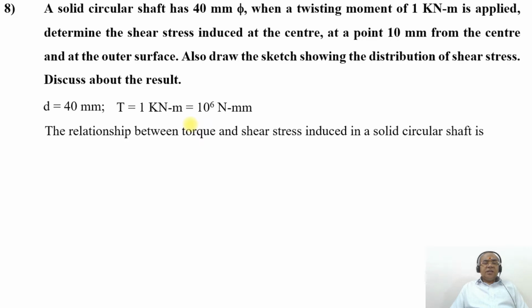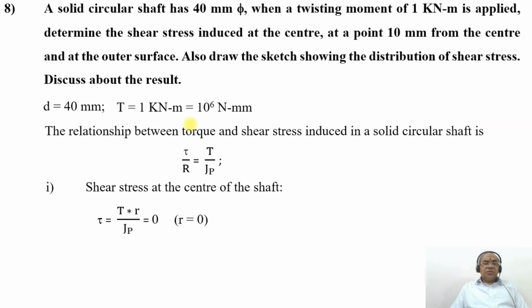So now the relationship between the torque and shear stress induced in the solid circular shaft is given by T by tau equal to Jp by R. So we need to find the shear stress at the center of the shaft first. When you are considering the center of the shaft, tau will be equal to T into R by Jp. So he wants to know what the shear stress at the center will be. That means when the radius is equal to 0, what happens? The shear stress will become 0.